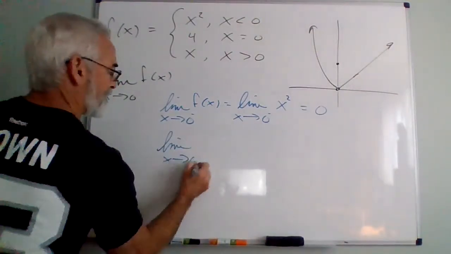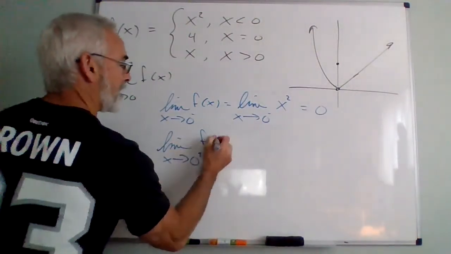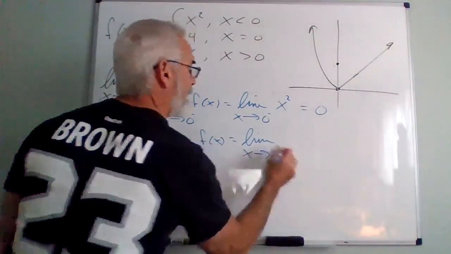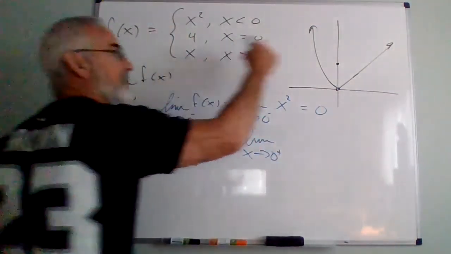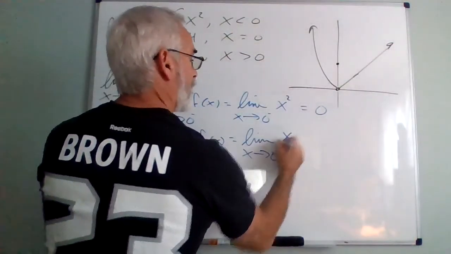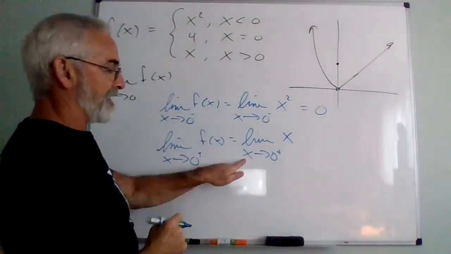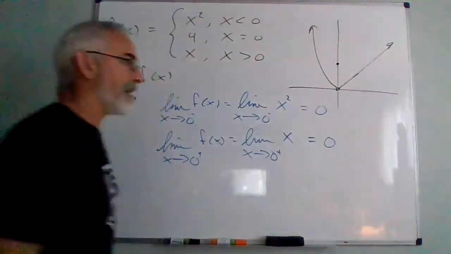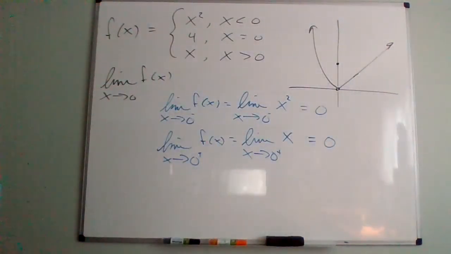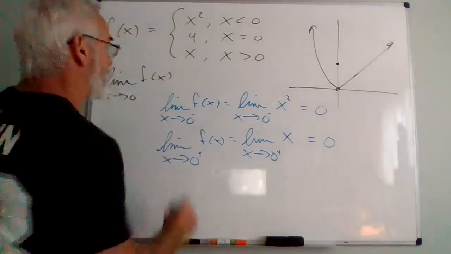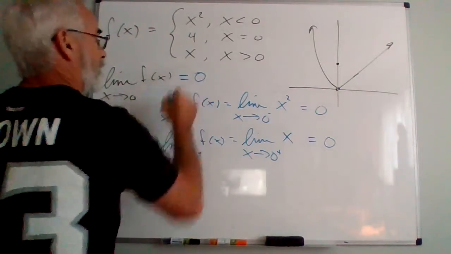So as x approaches 0 from the right of f of x, that means I'm approaching 0 along this path. I'm going this direction, and that would be on the function y equals x. And again, as x approaches 0 on the function y equals x, that limit is 0. Now notice the limit from the left and the limit from the right are in fact equal. Therefore, the limit exists and the limit is 0.